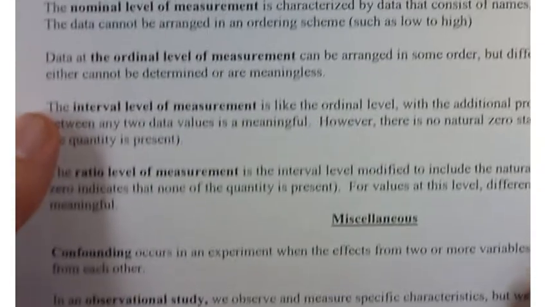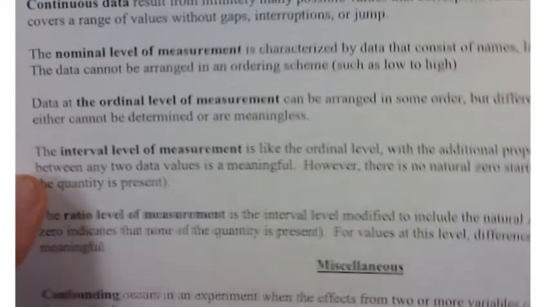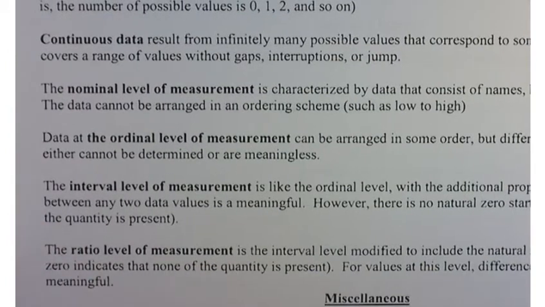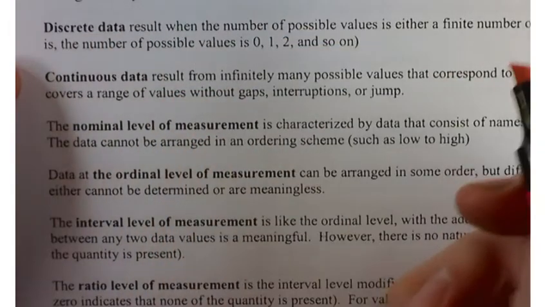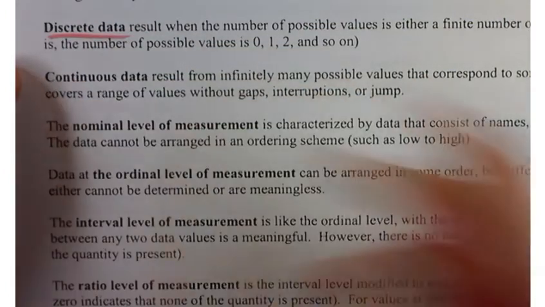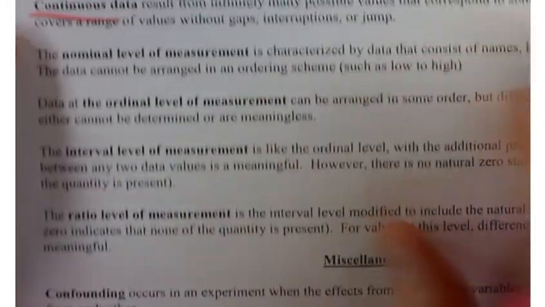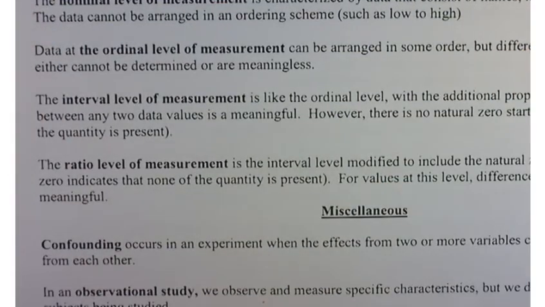Now, the type of data that you collect has a lot of different names. And the first thing we're going to talk about is a distinction between discrete and continuous data. So we're going back to our handout here. Let's go through these two. Discrete data.